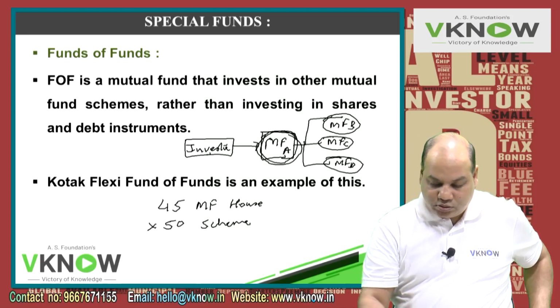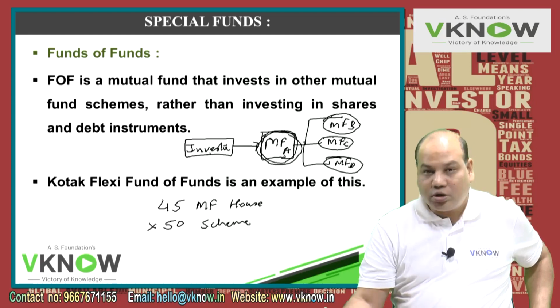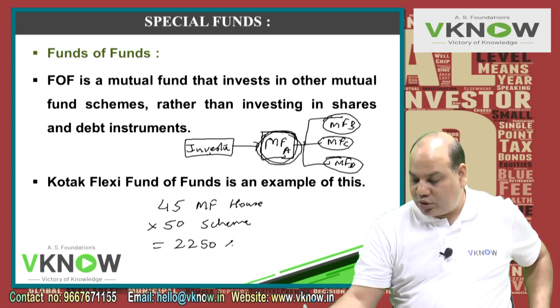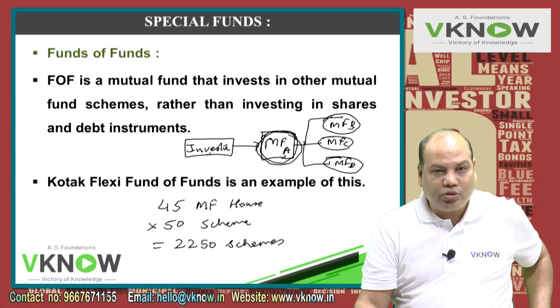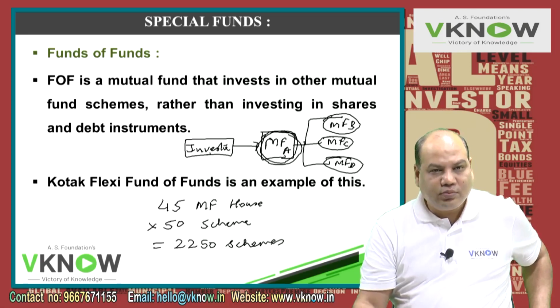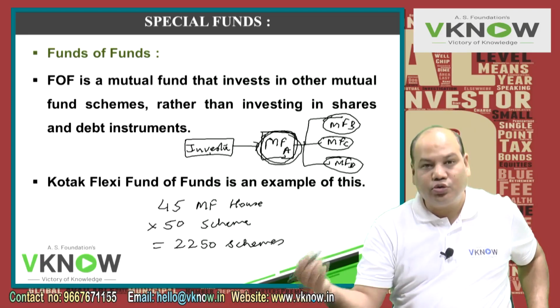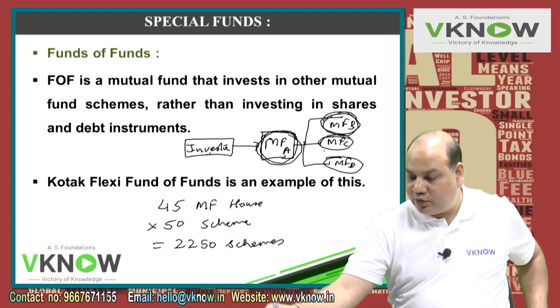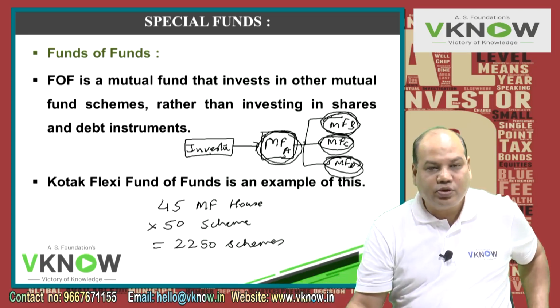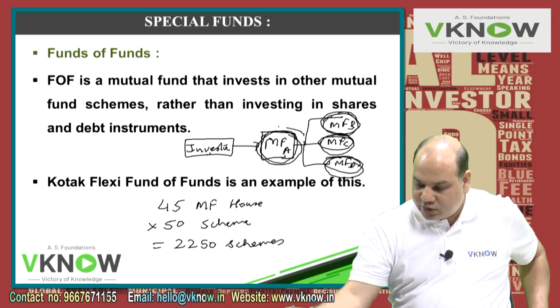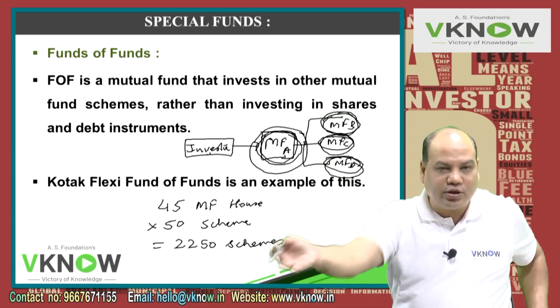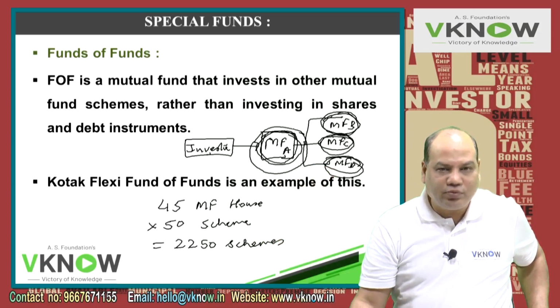So how many options do I have to choose from? 45 into 50, I have to choose from 2250 different schemes. The solution was to invest in a mutual fund and then not worry where they will invest. Now the problem is which mutual fund I should choose, whether this one or this one. So somebody came with an idea: now you don't worry about which mutual fund you have to choose. You invest in such a scheme which will choose further in which other mutual fund they have to invest.